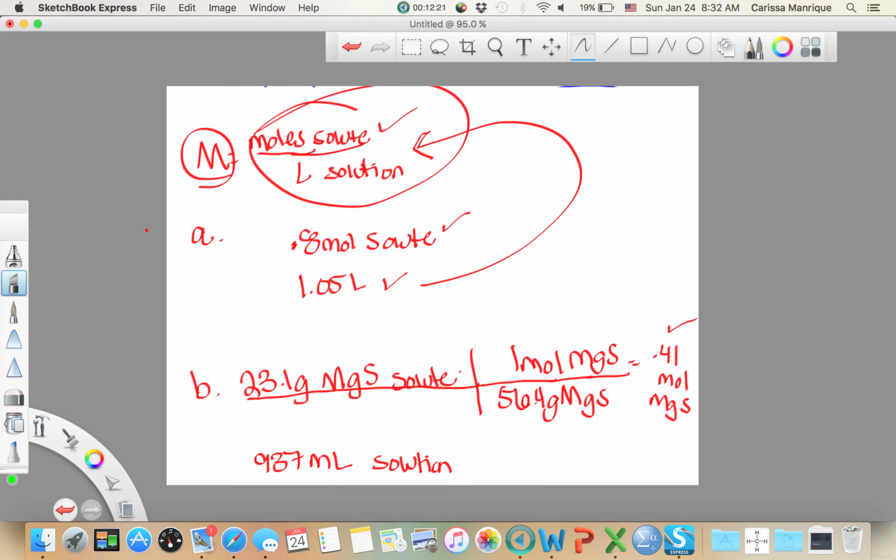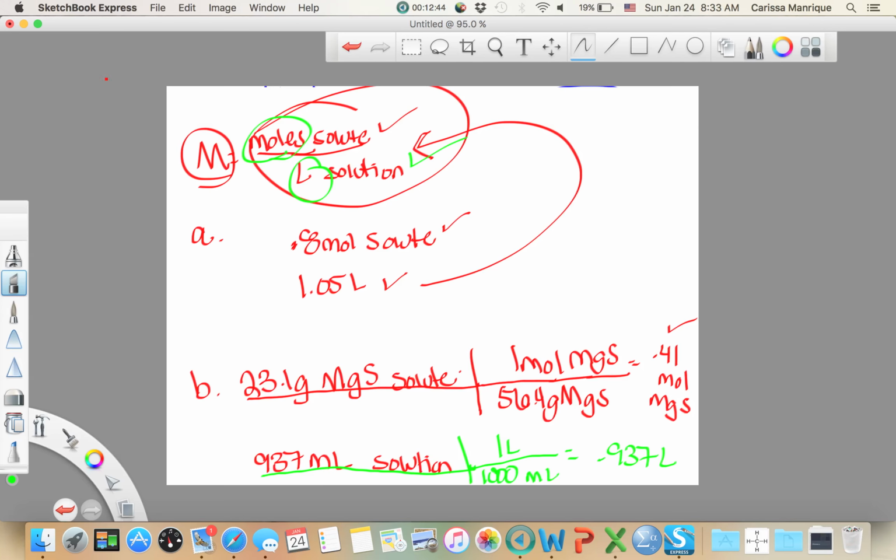Now we don't want milliliters, we want liters. So we just do a milliliter to liter conversion here. There are 1,000 milliliters per 1 liter. So that gives us 0.937 liters. So great, I have my correct units. I have moles now and I have liters.